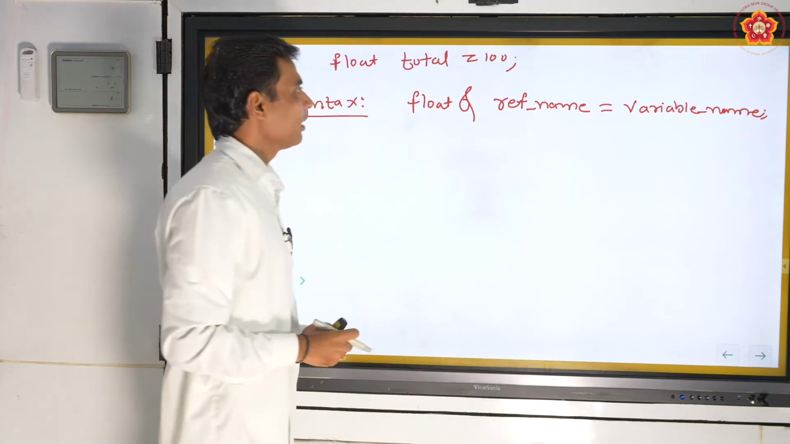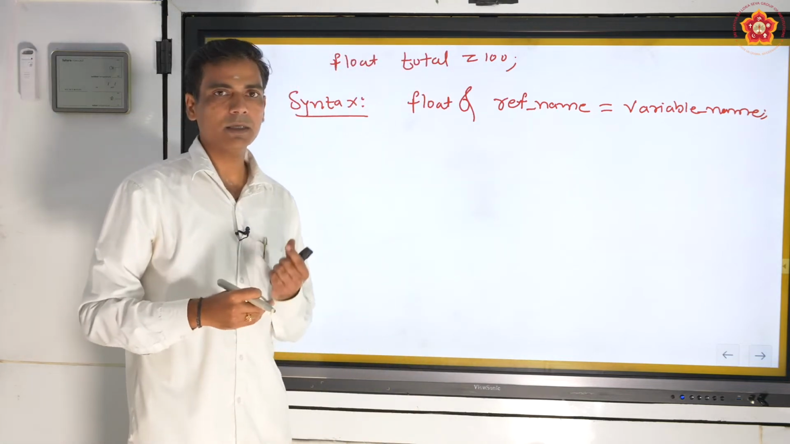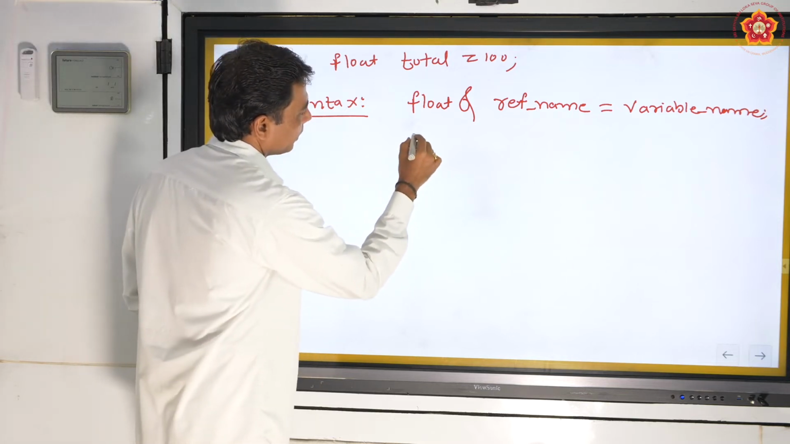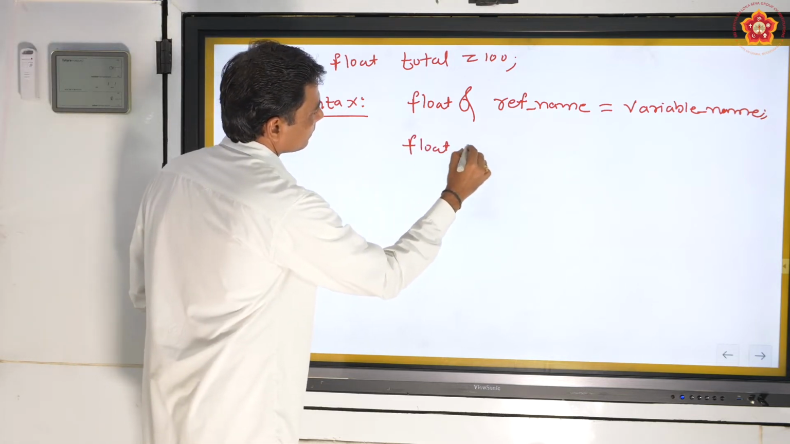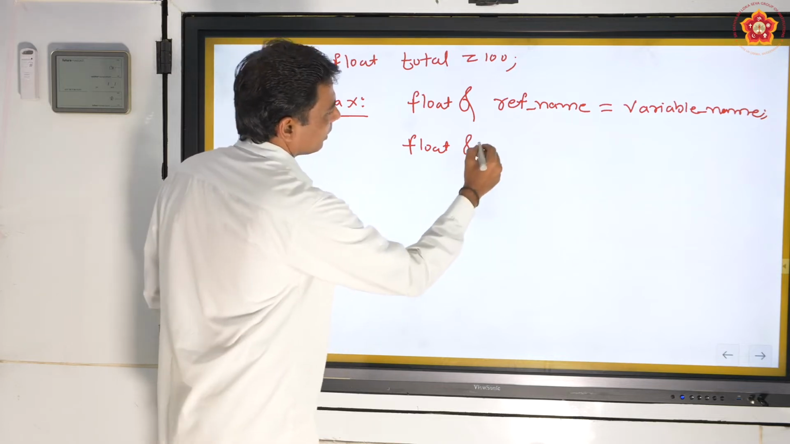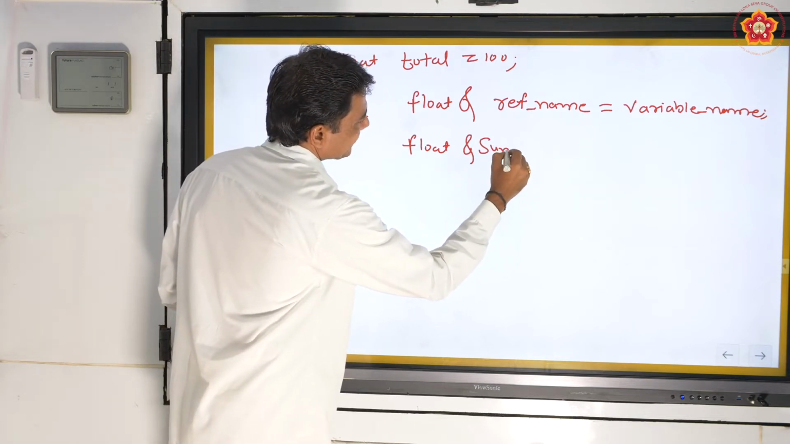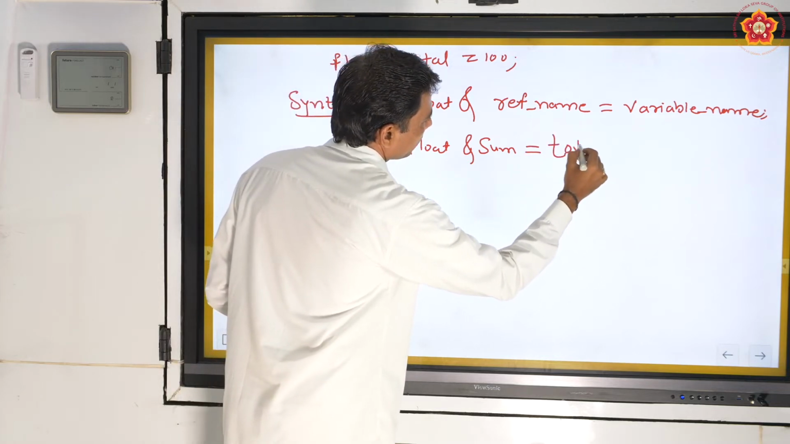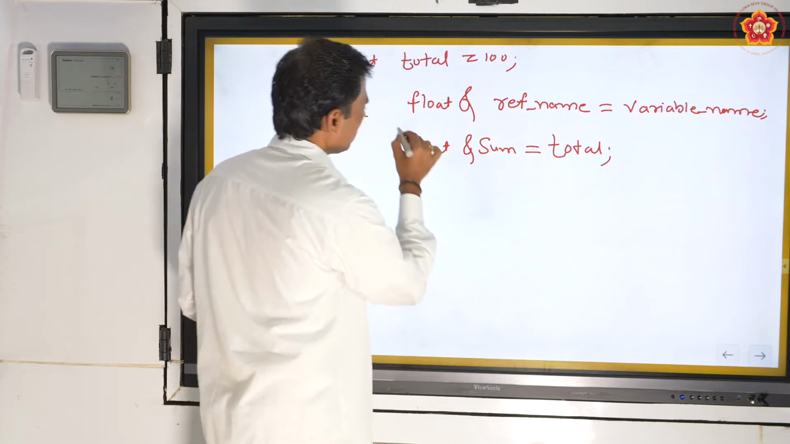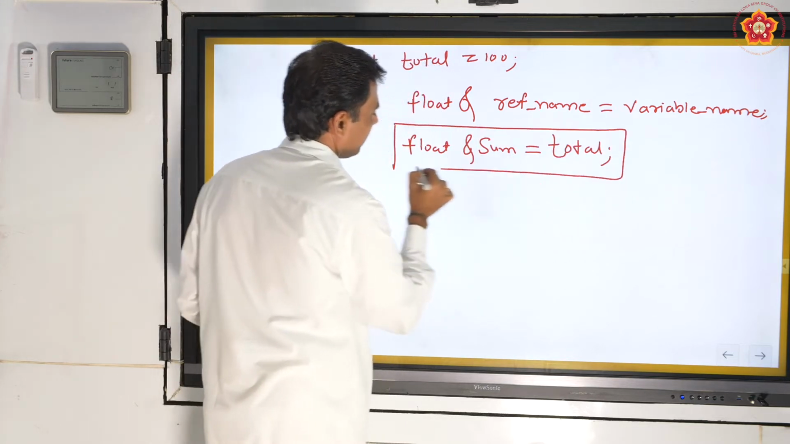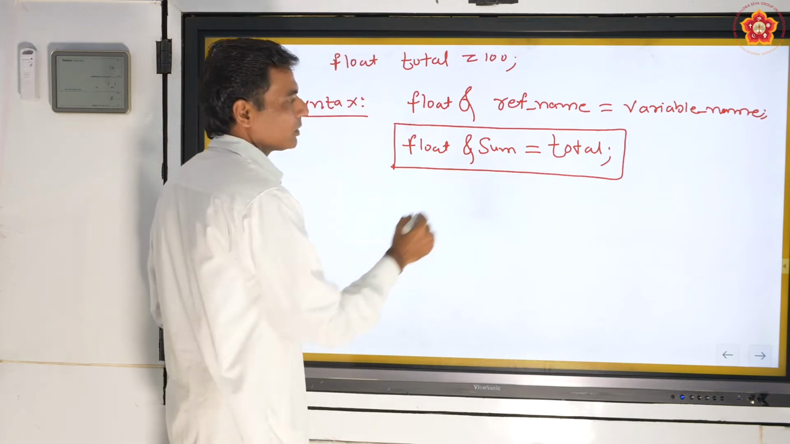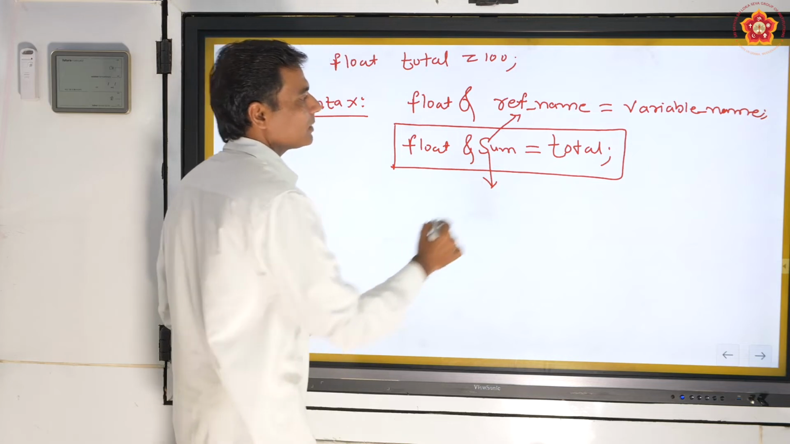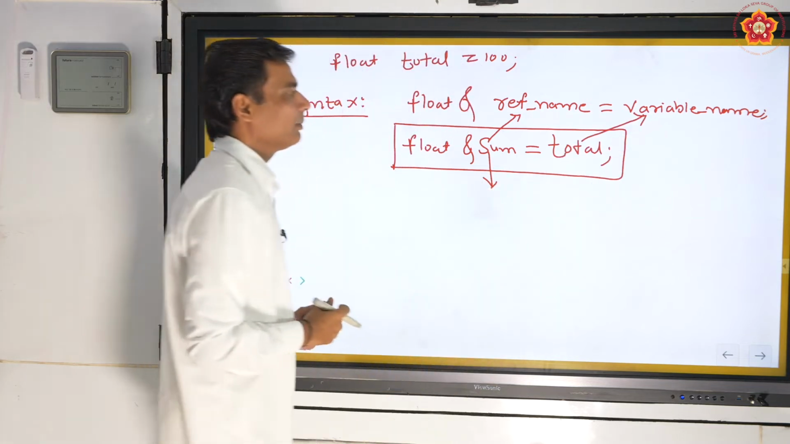This is the syntax. For example, I want to create a reference name sum for total. So how will I create it? Float, reference operator, then the alias name sum, and then I will write the actual variable name total. So here we have created a reference name sum for total. Sum is the reference name and total is the variable name.